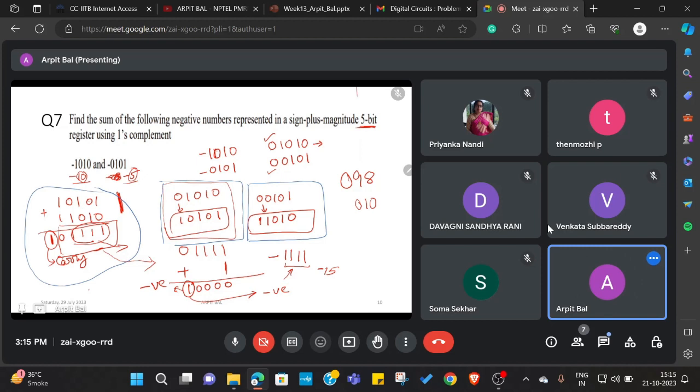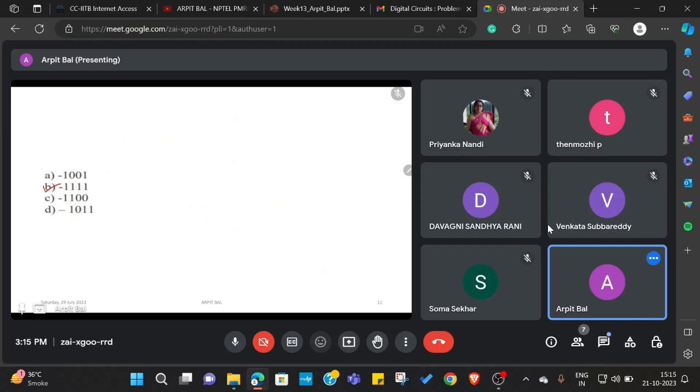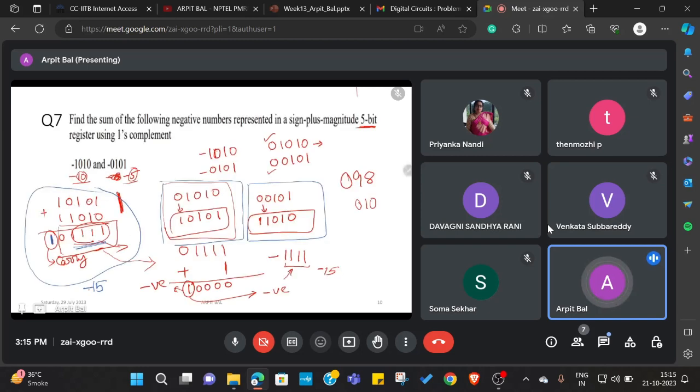Okay, after adding these, the result that is obtained is 1111, and there is a 1 carry. It means it's a negative number, so I can directly write it as -15. Okay, that is the answer to this question. Either -15 or I can also write it in this format, -1111. So here they have just separated the sign and kept the magnitude separate. Similarly, you can also keep the sign separate and the magnitude separate.